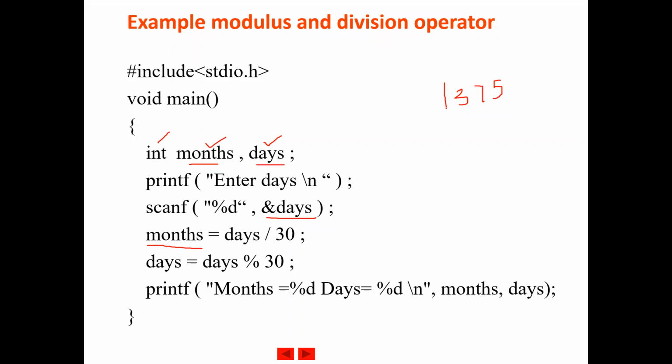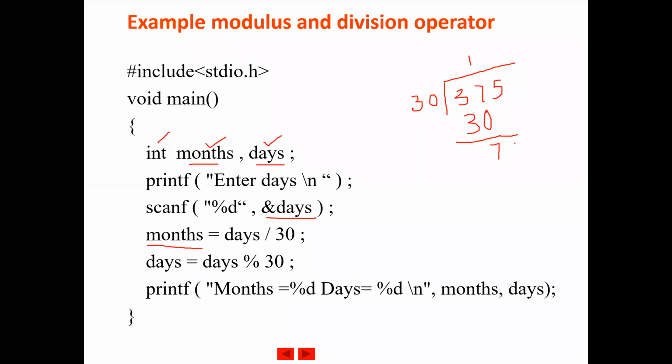So this is the number of days, and I'll be dividing it by 30. You'll see how many times 30 will go. You know that 30 will go in 37 how many times? One time, right? So the remainder will be what? We'll be getting the remainder as 7. After 7, we will be bringing down 5. So in 75, how many times will 30 go? It will go 2 times, that is 60. 2 into 30 will be 60.